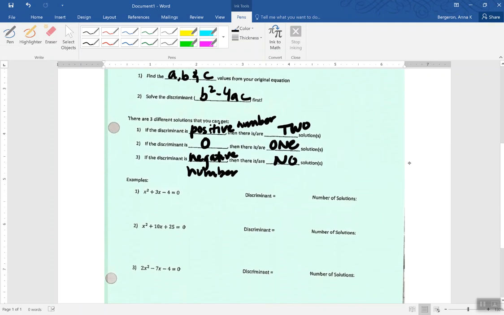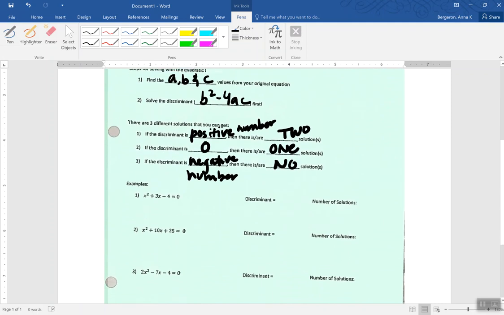If we look at these examples underneath, right now, all we're going to do is find the discriminant. Later, we'll actually go into solving using the quadratic formula, but for now, we're just going to focus on the discriminant. This first problem's already in standard form, right? The x squared term is first, then the x term, then the constant.